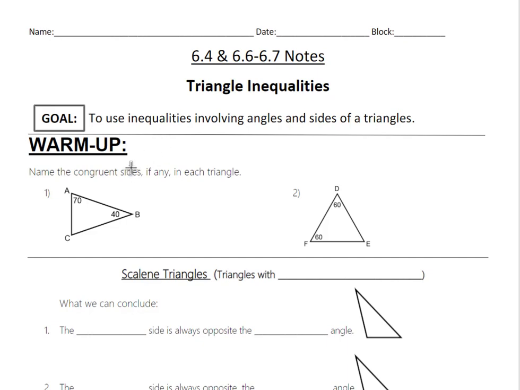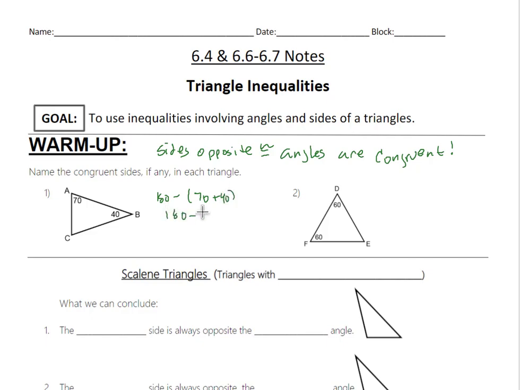Okay, this is the 6-4, 6-6, 6-7 notes. The main thing is in triangles, sides are in proportion to the angles that they're across from. So the side that's across from the smallest angle in a triangle is going to be the shortest side. The side that's across from the biggest angle in a triangle is going to be the longest side.